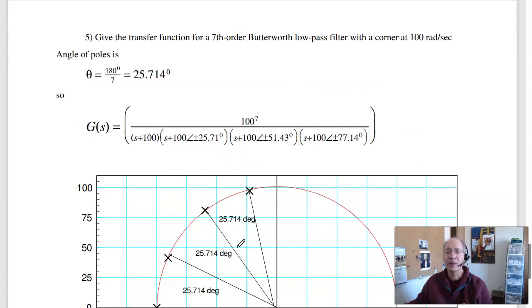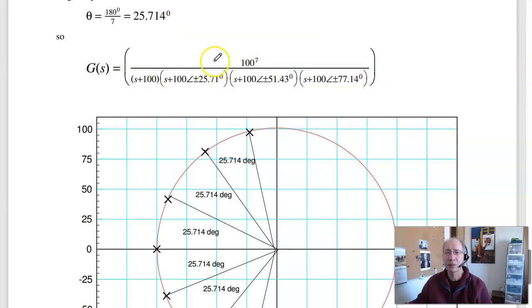Problem 5. Give the transfer function for a 7th order Butterworth filter with a corner at 100. The angle between the poles is 25 degrees, 180 over 7. So I have a pole here, being an odd number, one pole is on the real axis, up 25 degrees, up another 25 degrees, up another 25 degrees, and the complex conjugate. So there's the transfer function.